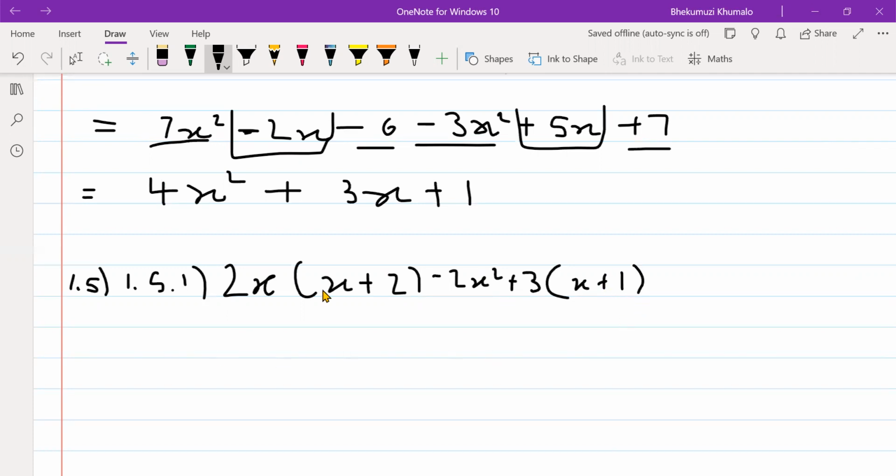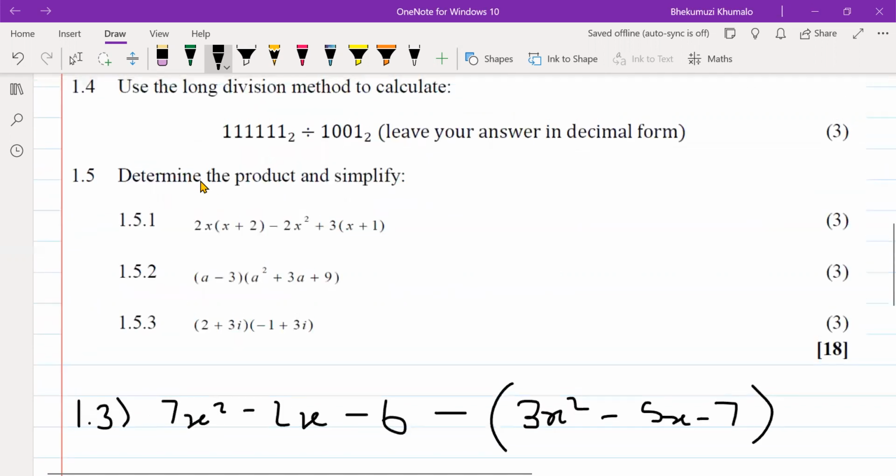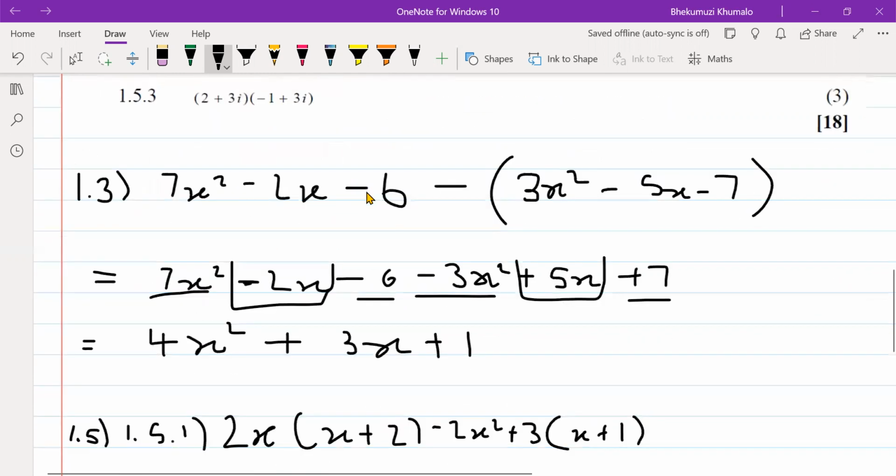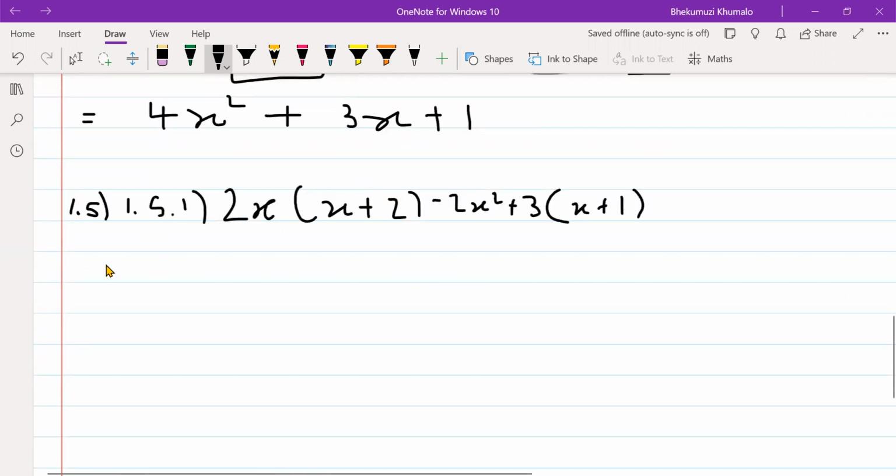Okay. So now we need to basically determine the product, right? Meaning we have to multiply, get rid of all the brackets, and then simplify by grouping the like terms until we can't do anything further. So when we do the product, we're going to multiply 2x with x, 2x with 2. And then here we have minus 2x squared. But look, it's not the entire term that is multiplying x plus 1, it's only 3. So it's just 3 and that one, right?